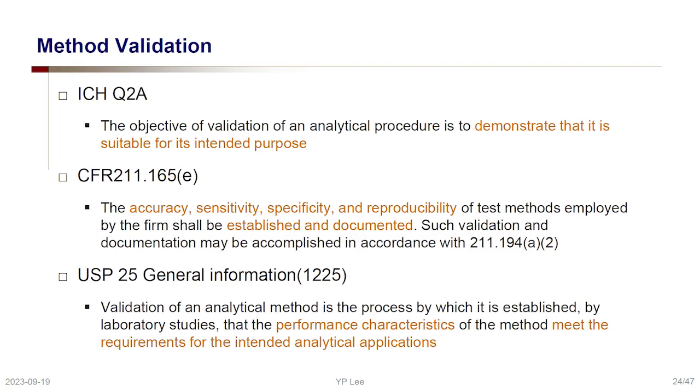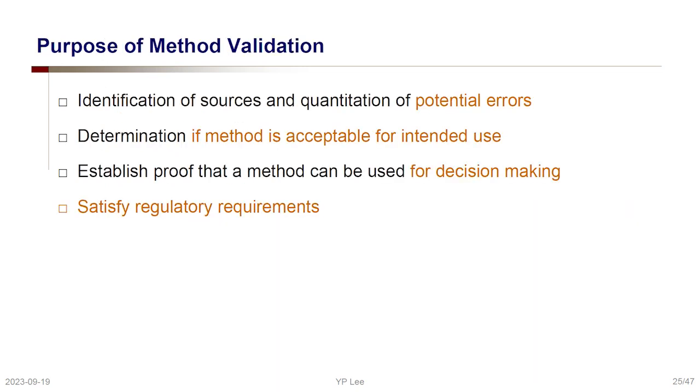The next is the method validation. The definition is well stated in the ICH Q2 and also the CFR of the US FDA and also the USP. So the definitions in different documents actually describe the same concept, which means the method needs to be validated to show that it is suitable for its intended purpose.